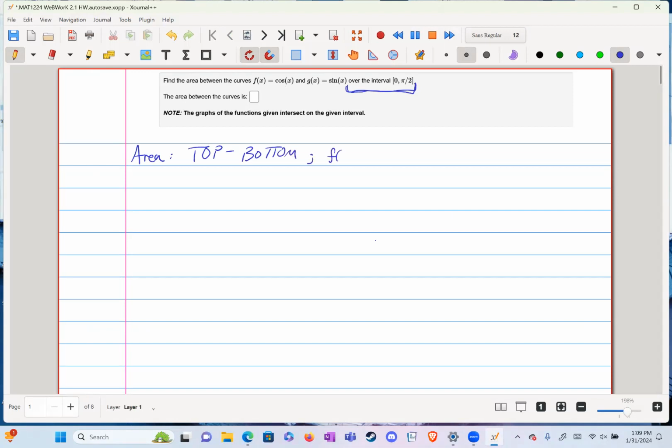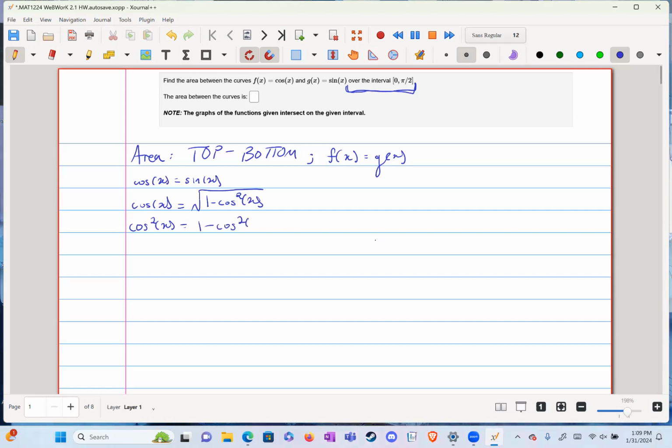and to find where they intersect, we need to let f of x equal g of x. All right, so we have cosine of x equal to sine of x. Using our identity, we know that sine of x can just be the square root of 1 minus cosine squared of x. Perfect. All right, square either side gives us this.